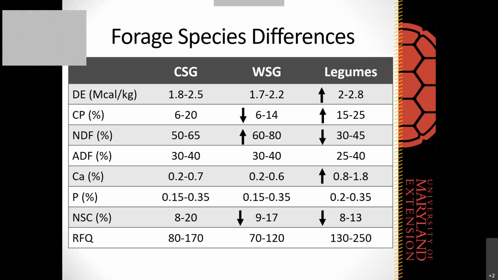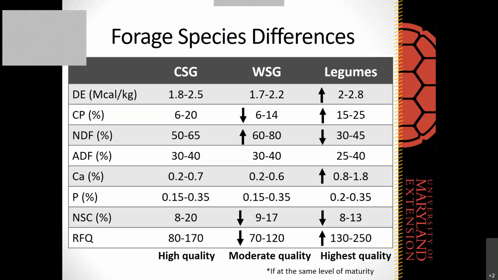And the non-structural carbohydrates, or those sugars and starches, tend to be a little bit lower in warm season grasses and legumes compared to our cool season grasses. So for overall quality, just in general, legumes tend to be the highest, warm season grasses tend to be the lowest, and cool season grasses tend to fall somewhere in the middle of that spectrum. But again, this is relative to all of those other factors. Stage of maturity, how the forages were handled, all those different things play a role.